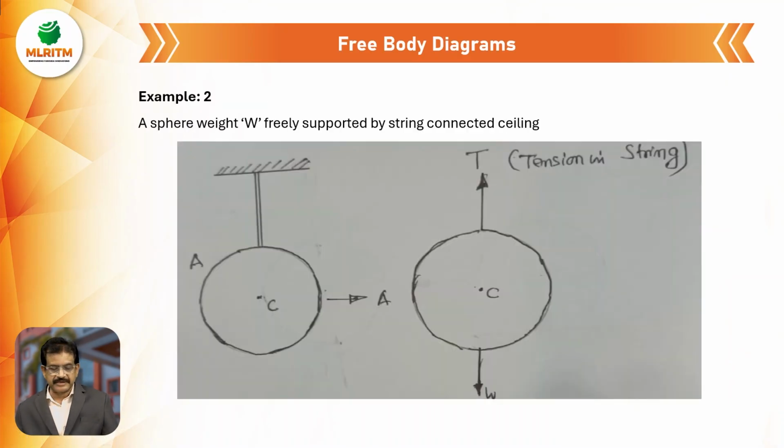Now the second example. The example is a sphere of weight W freely supported by a string connected to the ceiling. Now this is the given body.